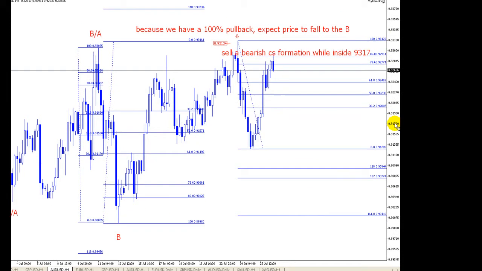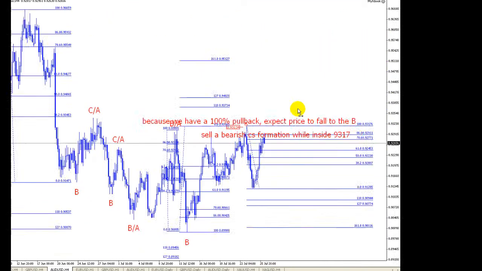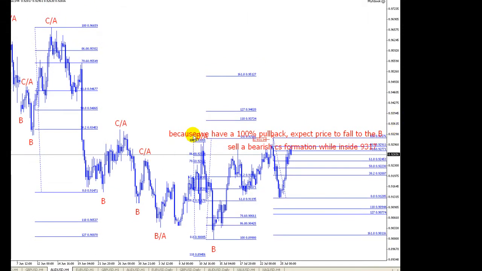Aussie was the one I wanted to draw your attention to really. If I scrunch this up a little more here, you will see that price was trending down quite nicely. There was our last A and our last B.